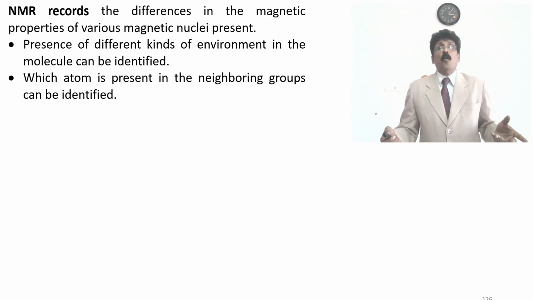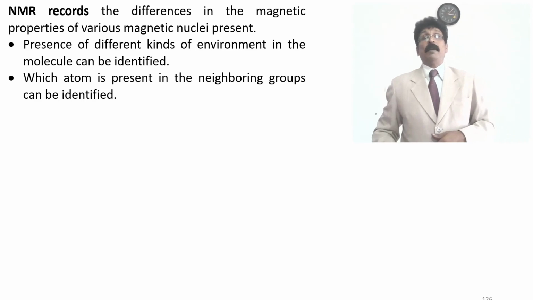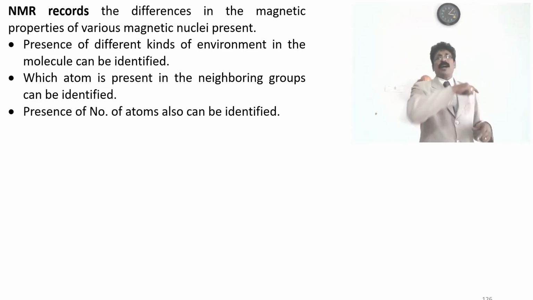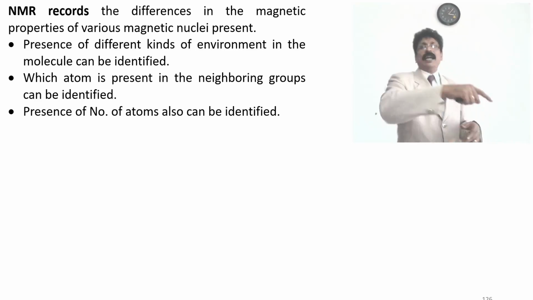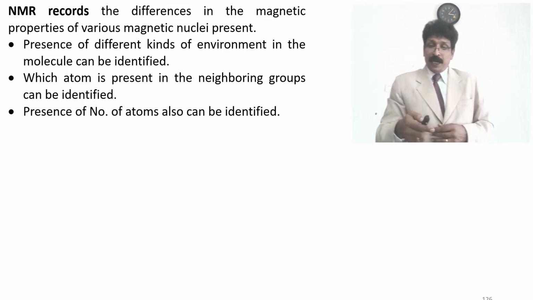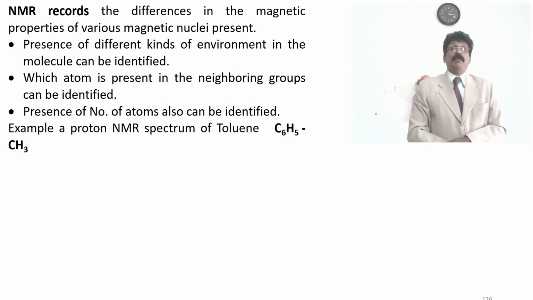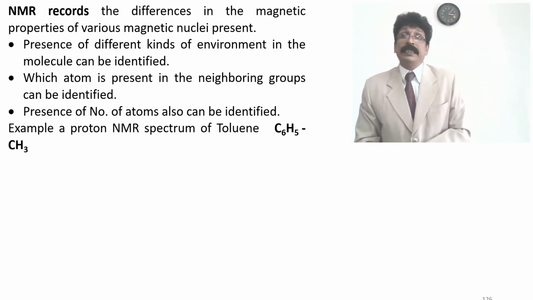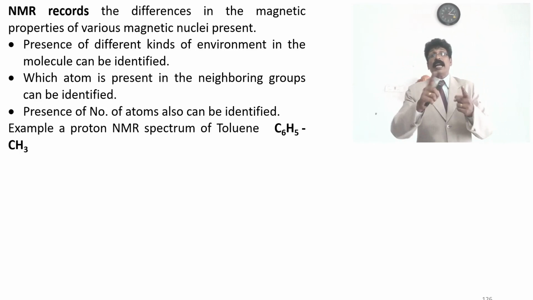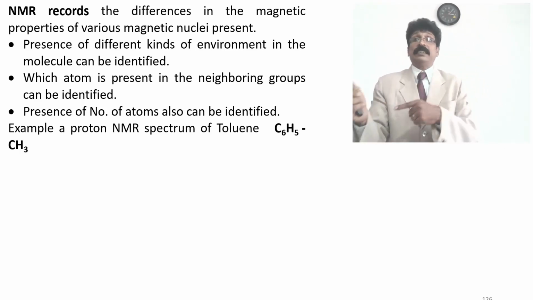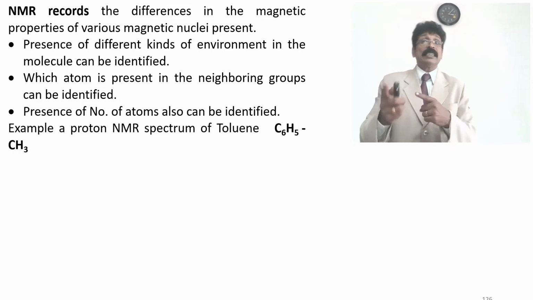So which atom is present in the neighbor group can be identified. The number of carbon atoms, number of hydrogen, number of nitrogen, number of chlorine, number of fluorine, that number of atoms can also be identified. Example, proton NMR spectrum of toluene, C6H5CH3. So there are different types of CH atoms. Aliphatic is there, the aromatic is separate from the CH3. Toluene, C6H5 is benzene aromatic.